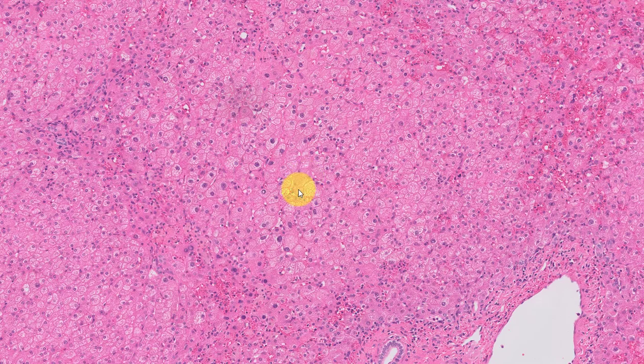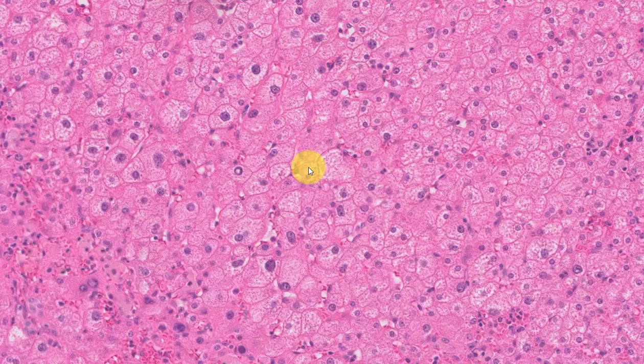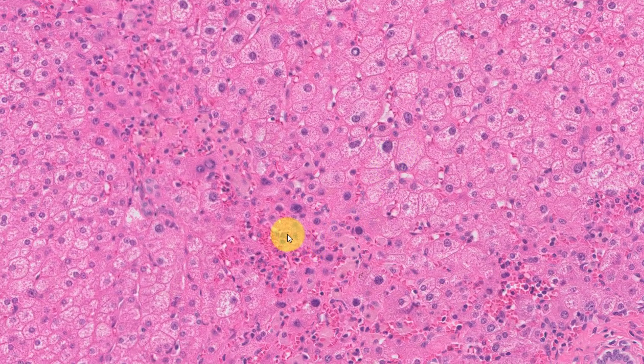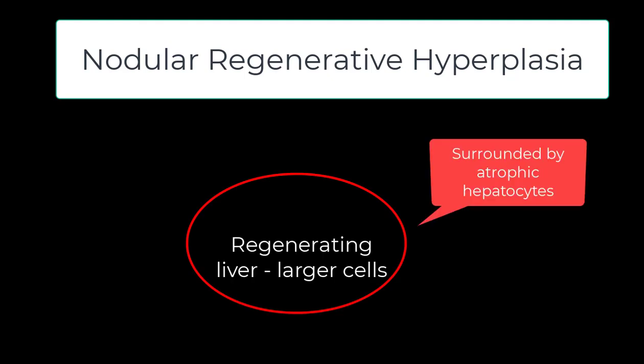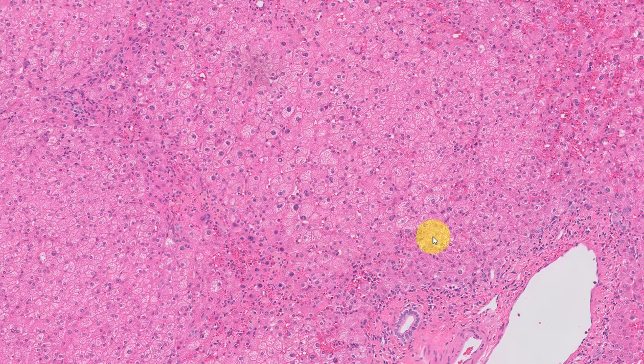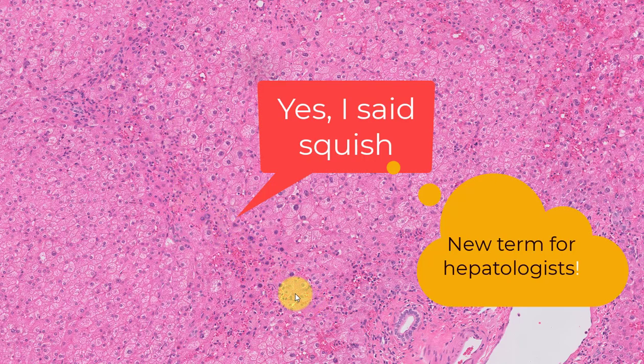These nodules are composed of regenerating hepatocytes. And if you take a really close look, you'll see that the regenerating hepatocytes are large. And as you come to the periphery, the hepatocytes get a lot smaller. So these hepatocytes here are a lot smaller than the hepatocytes here. These are essentially the regenerating hepatocytes, and they in turn squish the non-regenerating hepatocytes, creating this very nodular appearance.